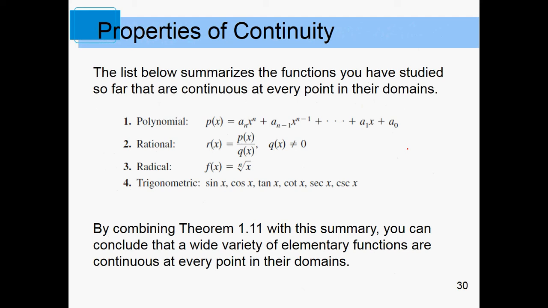So by combining the theorem with this summary, now we can create a huge amount of functions that are continuous. So if I ask you, is this function continuous everywhere on its domain? Is it?